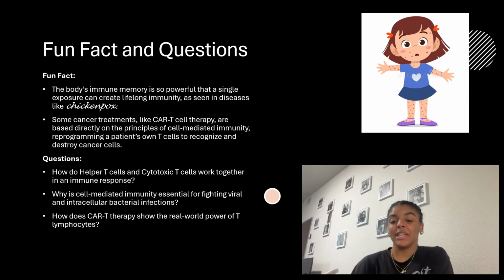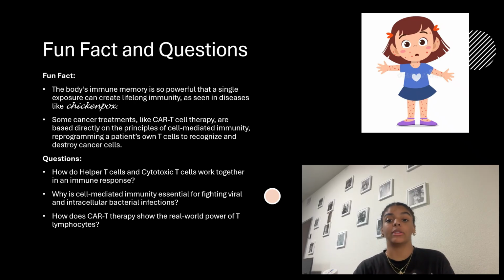Okay, I'm going to give you a fun fact about your body's immune memory. So we're going to talk about chickenpox. When you're a kid and you get chickenpox, your body's T cells and B cells are actually remembering that virus for the rest of your life. So if you ever get exposed again, your immune system recognizes it instantly and shuts it down before the symptoms ever show up again. It's kind of like your immune system keeping a permanent mugshot on file. It never forgets the face of that virus. So that's why you almost never get chickenpox twice.